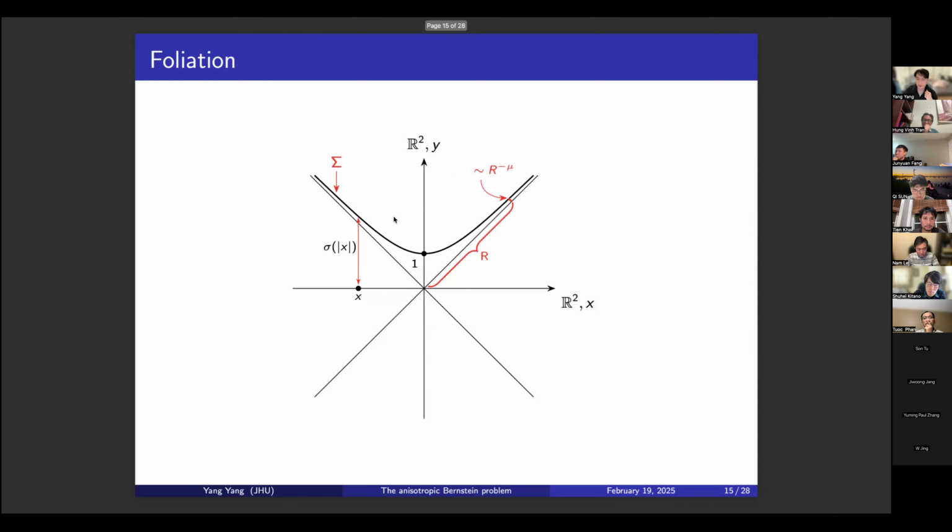I think it's easier to just look at this picture. It's in R4, so we split into R2 cross R2, and this is our cone C11. As in Bombieri-De Giorgi-Giusti, we find a smooth perturbation of this cone C11, which is sigma, and is F-bar area minimizing. It has the approach rate r to the minus mu as this hypersurface goes to the Simons cone, and it can also be written as a graph over x.